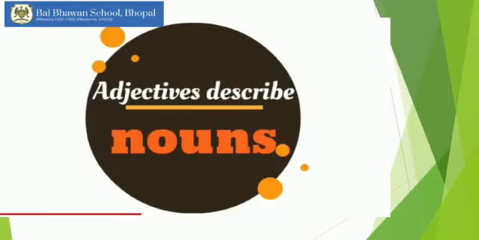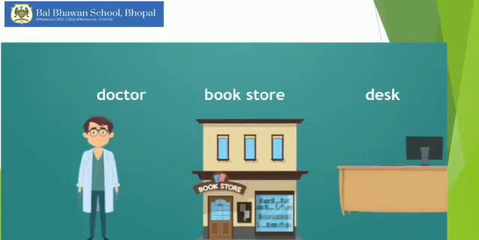So children, here is where adjectives come in. Adjectives describe nouns. They tell us more about nouns. So let's take some examples. So a doctor, a bookstore and a desk. So doctor is a person, bookstore is a place and desk is a thing.